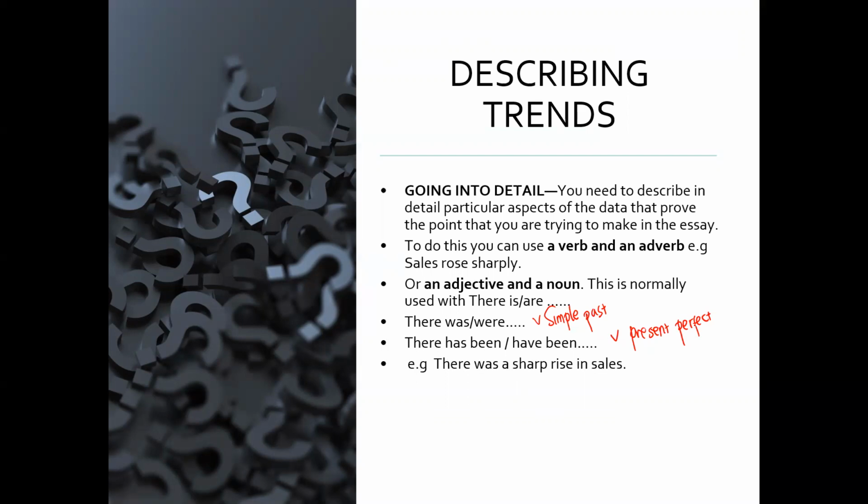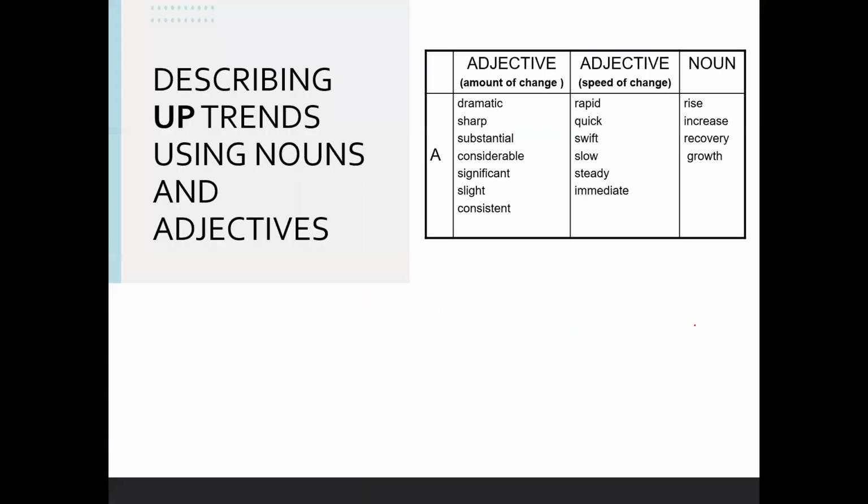For example, there was a sharp rise in sales. So you can use an adjective and a noun that is slightly more formal. Okay. Here is the list of the adjectives that you can use. The first one is dramatic. Dramatic, sharp, substantial, considerable, significant, slight, and consistent.